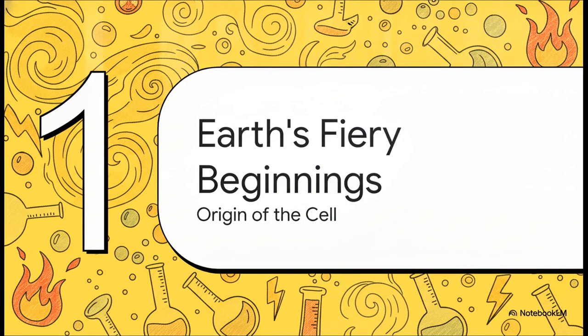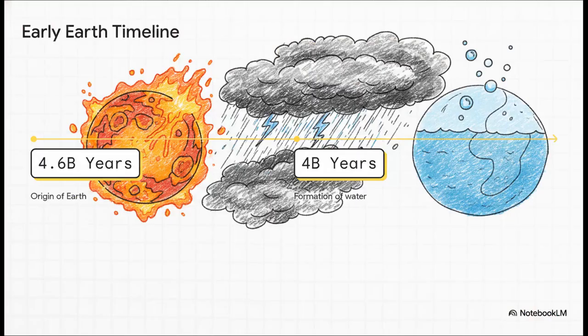Section 1. Earth's Fiery Beginnings. Now, what's really mind-blowing here is the sheer scale of deep time. We start with the origin of the Earth, right around 4.6 billion years ago. But the next data point is wild. The formation of water didn't occur until 4 billion years ago. Think about that. It took a massive 600 million years just to go from a fiery, volatile new planet to finally getting the life-giving presence of water.